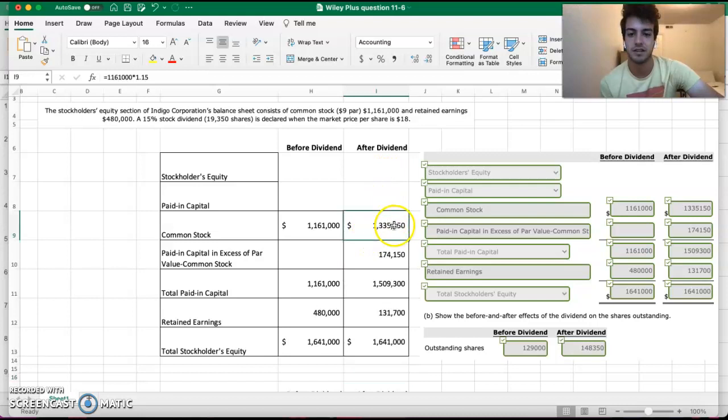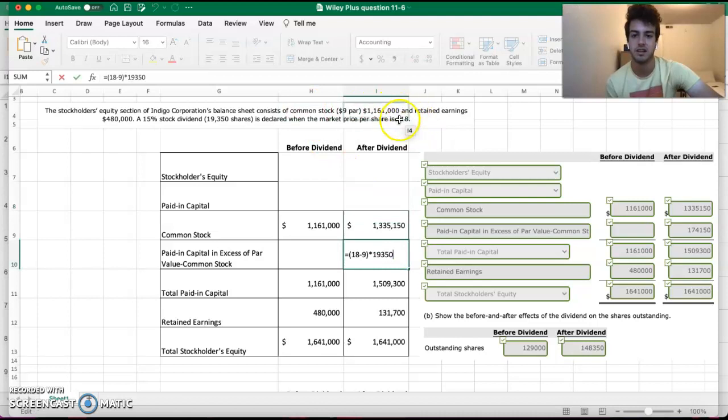After dividend, this is where we'll actually have to do some real math, sort of. It's pretty simple. To get the after dividend common stock, we need to add the 15% onto the initial common stock value. To get that, you can just take that value and multiply it times 1.15, and that will give you this value right here, 1,335,150.